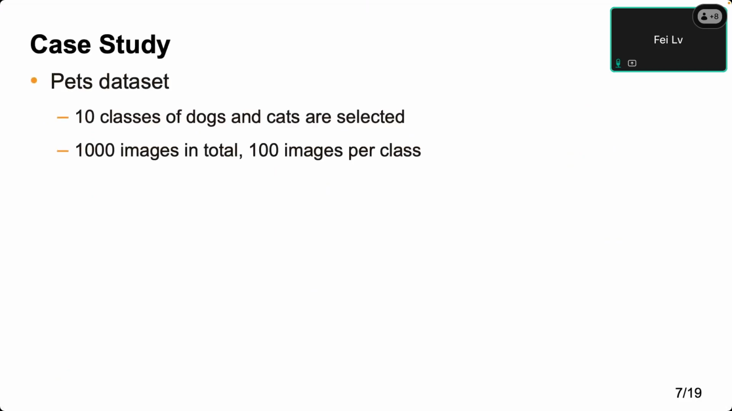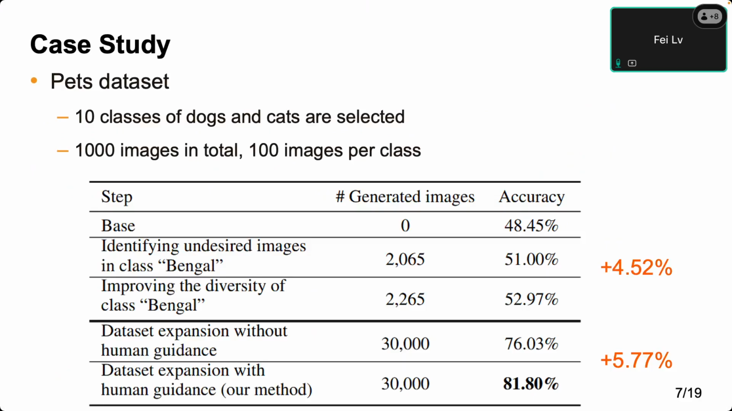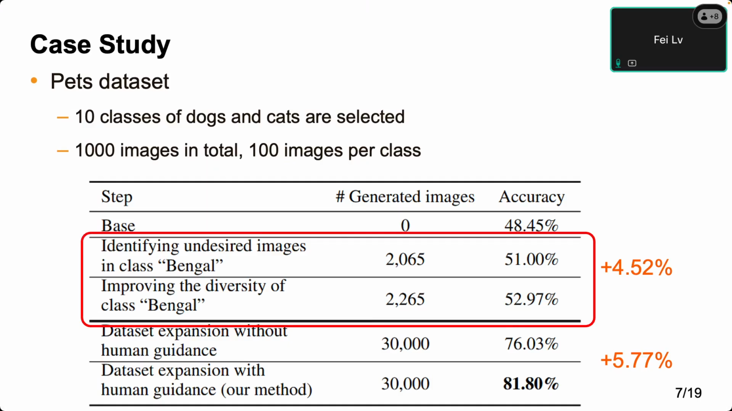Next, we conduct a case study on a pets dataset. As the number of original images is small, the accuracy is low. DataCrafter can improve it by 4.5%. When generating more images with DataCrafter, the accuracy can be improved by around 6%. Next, we focus on the first 2 steps in the case study.